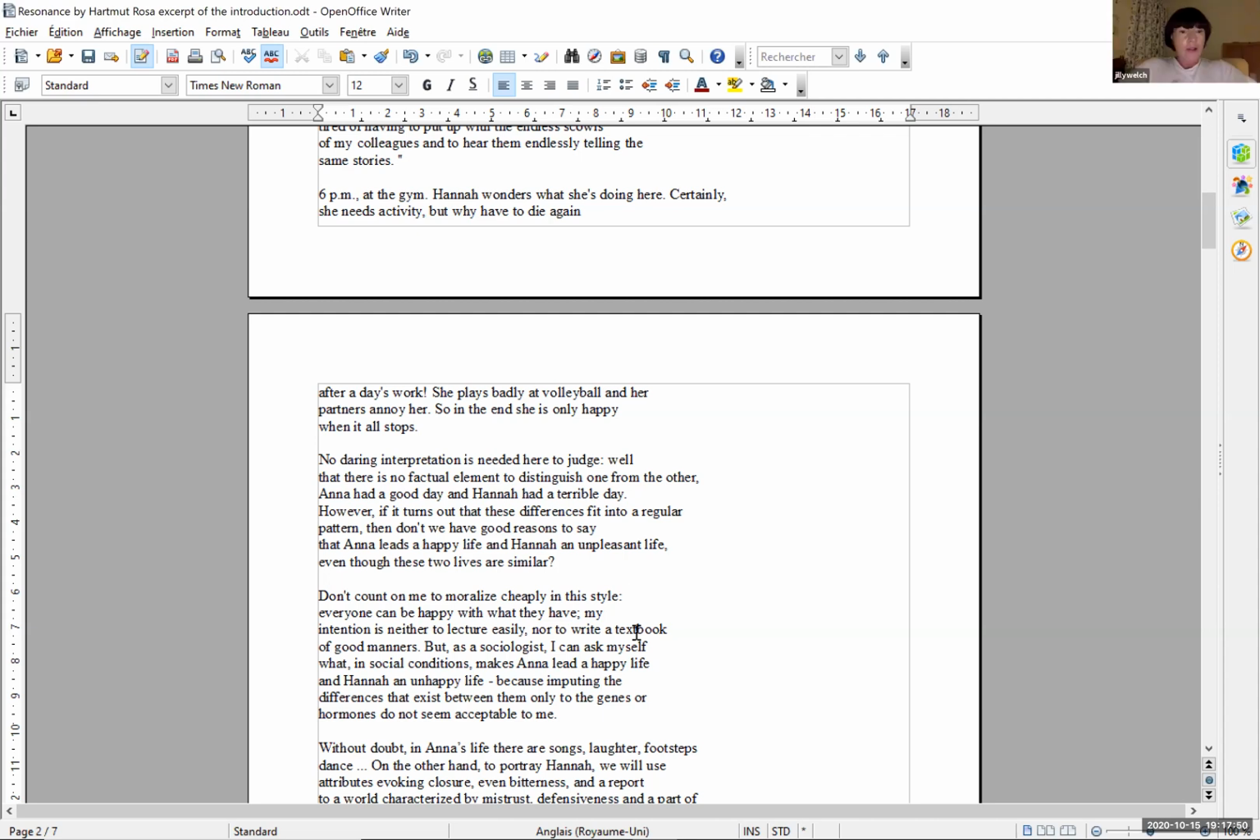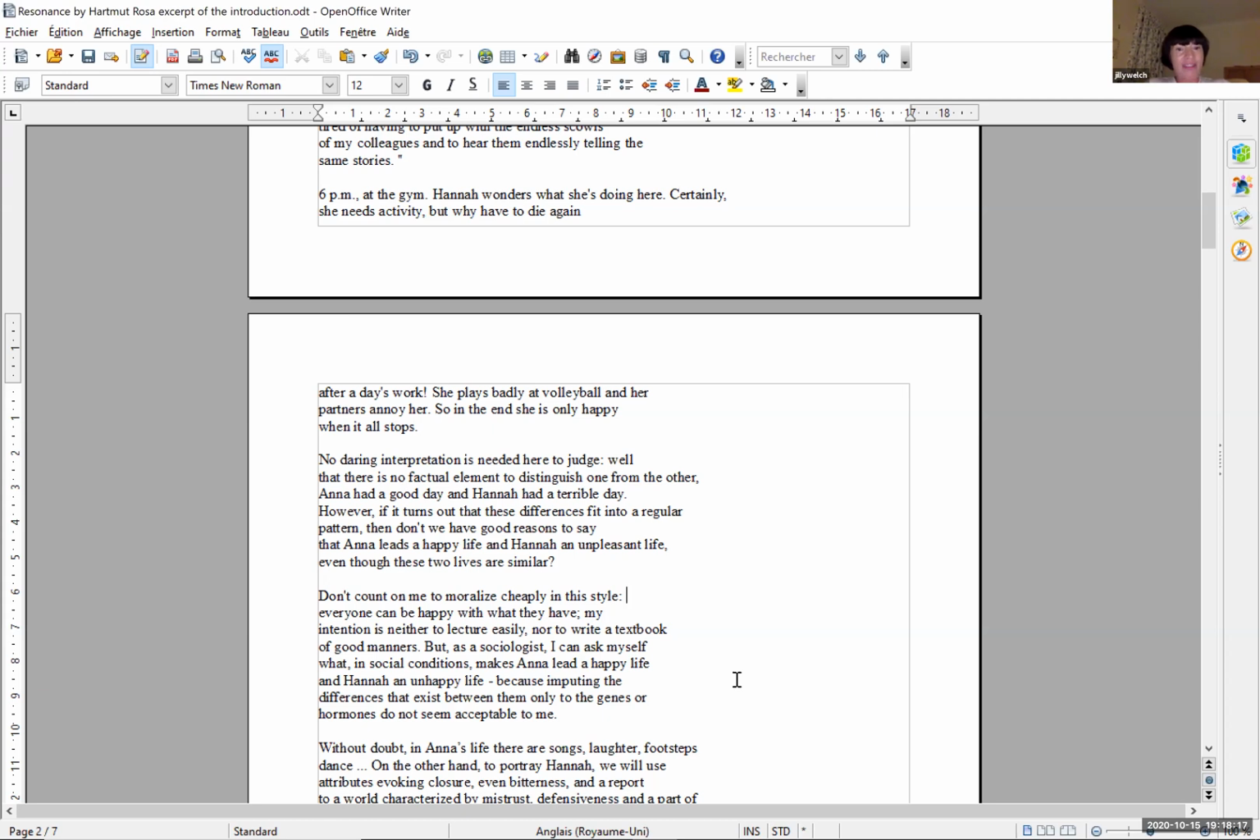Don't count on me to moralize cheaply in this style. Everyone can be happy with what they have. My intention is neither to lecture easily nor to write a textbook of good manners. But as a sociologist, I can ask myself what, in social conditions, makes Anna lead a happy life and Hannah an unhappy life. Because in putting the differences that exist between them... Can you speak up, Julie? You're going quiet. Sorry.